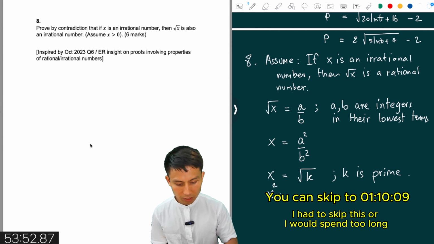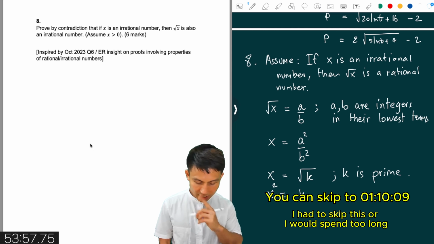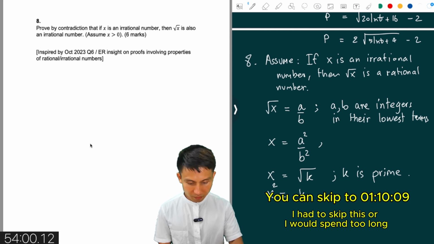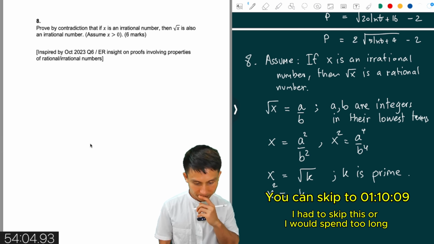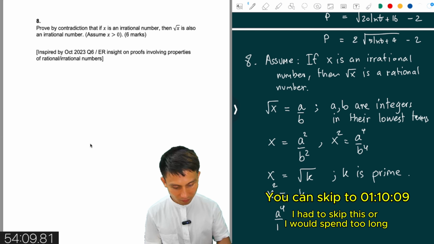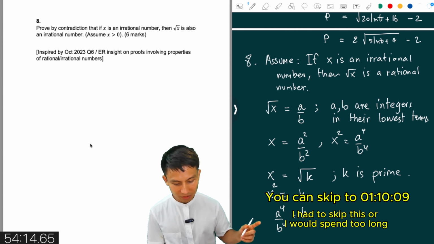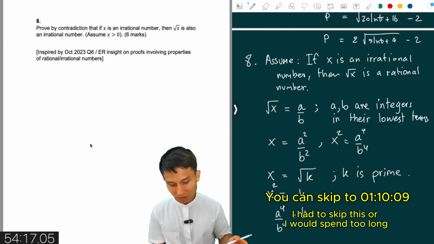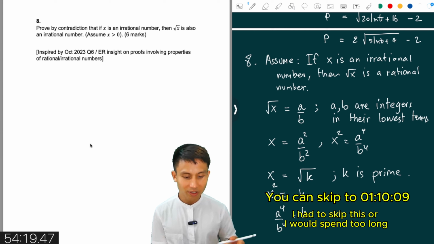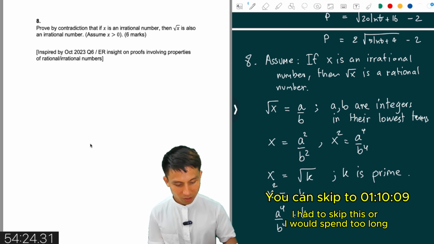So I'm just going to do x squared equals k, where k is a prime number, which is an integer. And then from here we have x squared equals a to the 4 over b to the 4. Okay, so if we equate the two, we have a to the 4 over b to the 4 equals k. All of these are integers, right? K is a prime number, so it's an integer. A to the 4 is, sorry, an integer. Now, we have a to the 4 equals k b to the 4.